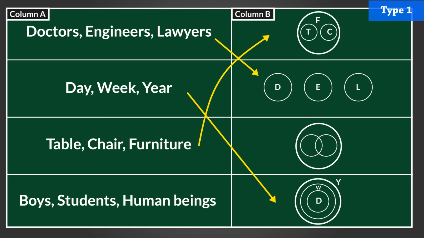And lastly, boys, students and human beings. We know that all boys are humans. Also, all students are humans. And between boys and students, obviously, some boys are students. Maybe some other boys, who are not going to school, are not students. So that will be represented by this set.